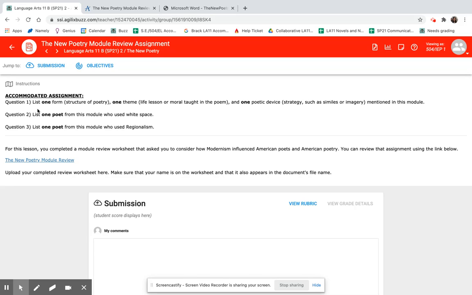Another form, even though it's not referenced in this module, but just to give you an idea of what it is and what it's asking, a form of poetry could be a haiku. Unfortunately, we didn't have any haikus in this module, but that gives you an idea of what a form of poetry is. Now, theme, we've talked about theme a whole lot. Theme is just the life lesson of the story.